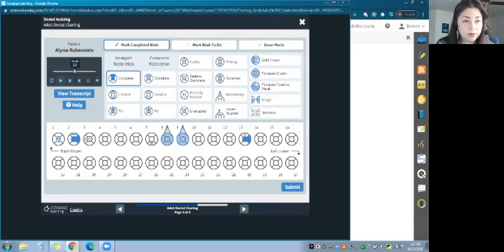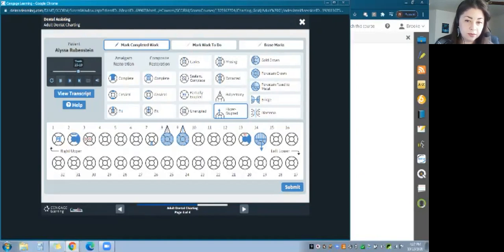All right. Number 14 is a porcelain fused to metal crown that has hypererupted. So we've already marked completed, porcelain fused to metal, and it's hypererupted. Okay, so I'm going to go a little faster through the rest of these so you guys can just watch where I'm clicking and listen.